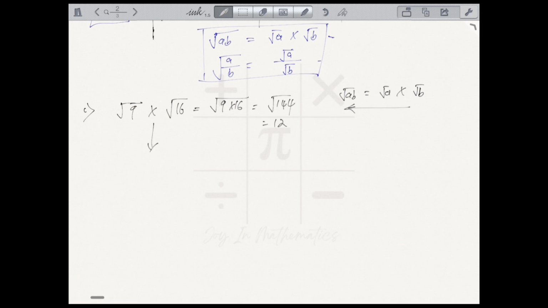Now, if we go by simplifying the values of the square roots, we have root 9 to be 3 and the square root of 16 to be 4. And 3 times 4 is 12. We can see that 12 is equal to 12. So this shows that the law is valid, just like we did in the previous example.